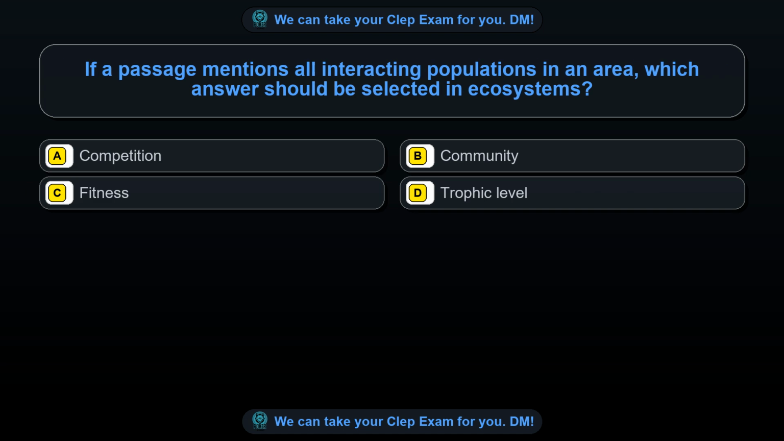Question 6. If a passage mentions all interacting populations in an area, which answer should be selected in ecosystems? Option A, competition. Option B, community. Option C, fitness. Option D, trophic level. The correct answer is option B, community.